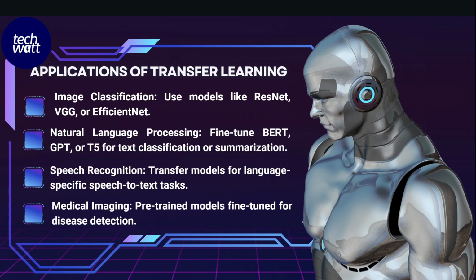What are some of the applications of transfer learning? So transfer learning can be applied in image classification, where you can use pre-trained models like ResNet, VGG, or EfficientNet. Transfer learning can also be used in natural language processing, where you can fine-tune the BERT model, GPT, or T5 model for text classification or summarization. Transfer learning can also be used in speech recognition. Finally, transfer learning can be used in medical imaging.